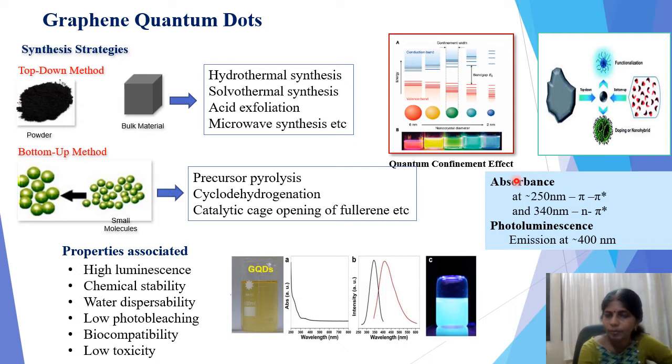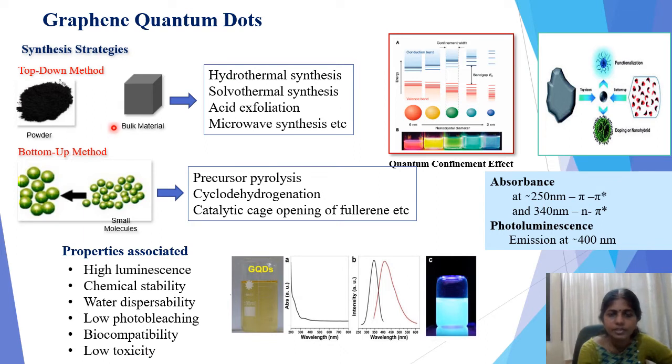One of the interesting properties of the graphene quantum dot is that the photophysical properties of these materials can be tuned by way of functionalization or by doping with different dopant materials. And other than these photophysical properties, it has other interesting properties like chemical stability, water dispersibility, low photobleaching, biocompatibility, and low toxicity, in contrast to inorganic counterparts like cadmium sulfide or cadmium selenide, etc.